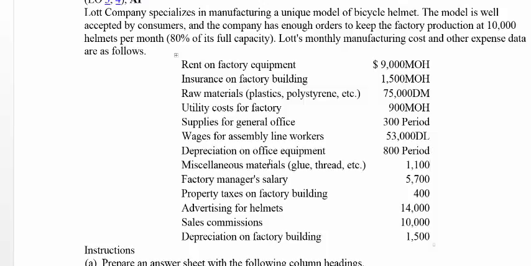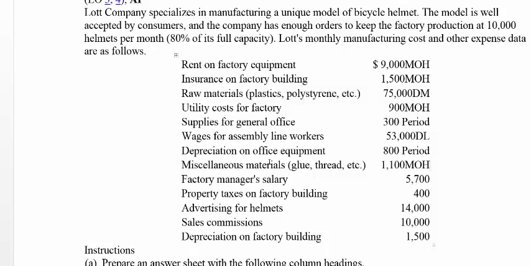Miscellaneous materials. Items that are used in the manufacturing process. However, they are so minuscule in nature or so hard to trace to the actual product item by item that we are just going to put them into manufacturing overhead because they are in essence indirect materials.